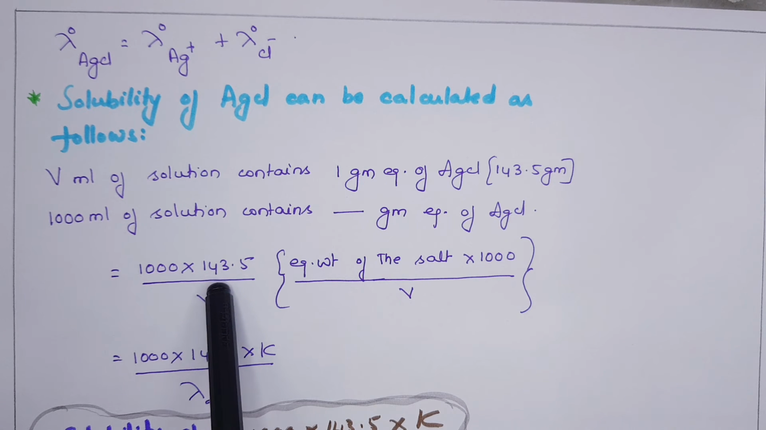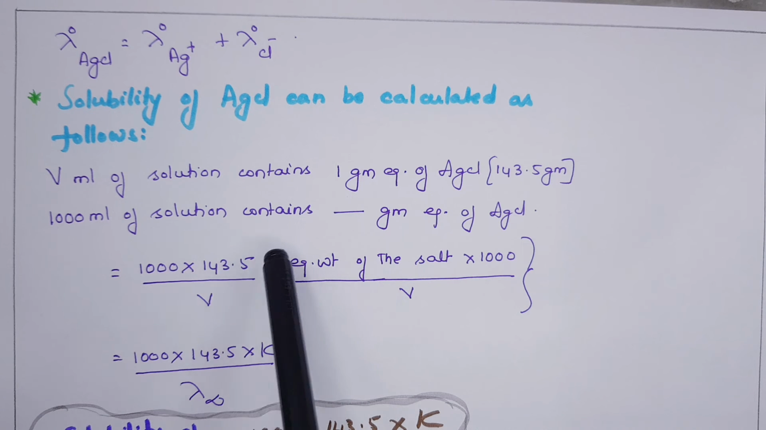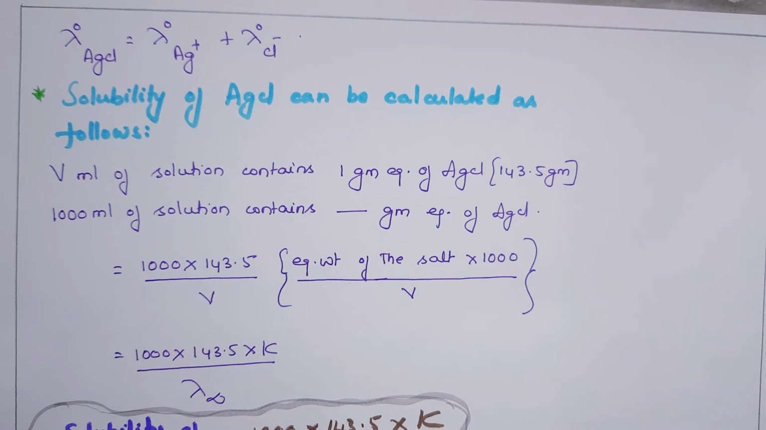Equivalent weight of the salt into 1000 by V. Equivalent weight of the salt is how much? 143.5 into 1000 by V. So it becomes 1000 into 143.5 into kappa by lambda infinity. Why? Because V equals lambda infinity by kappa. So this becomes this because V is equal to lambda infinity by kappa, and kappa goes to the numerator. Therefore, finally, put it in a box.